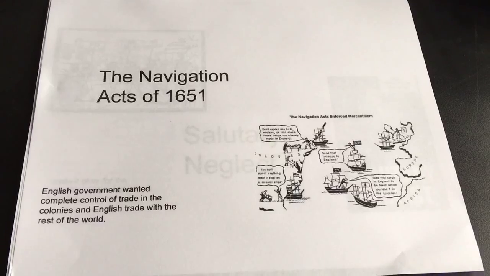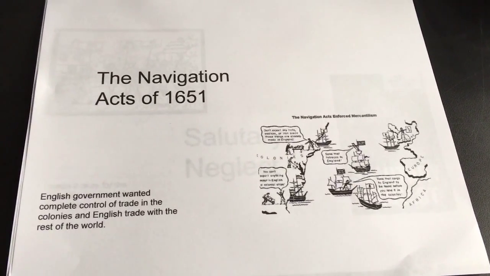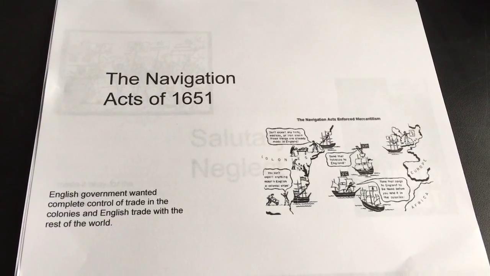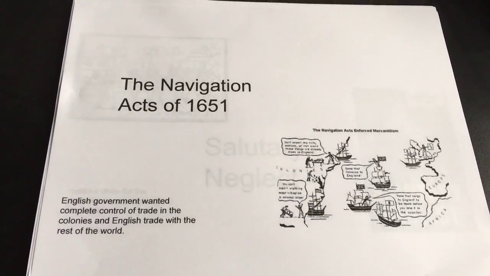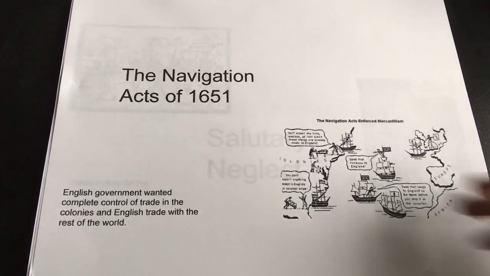The Navigation Acts of 1651 were made to ensure and strengthen the government's power over trade between England, the New England colonies, and the rest of the world. Overall, the English government wanted to have complete control over European trade. This need for control angered the colonies and the rest of the world, making them want to rebel against England.